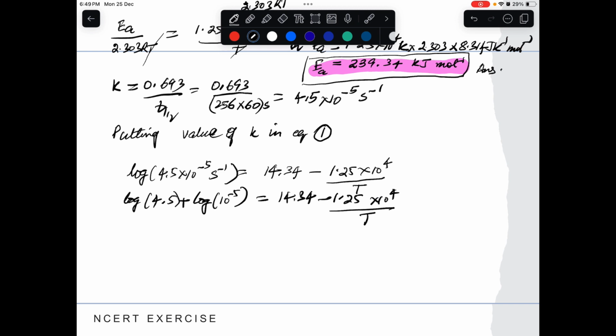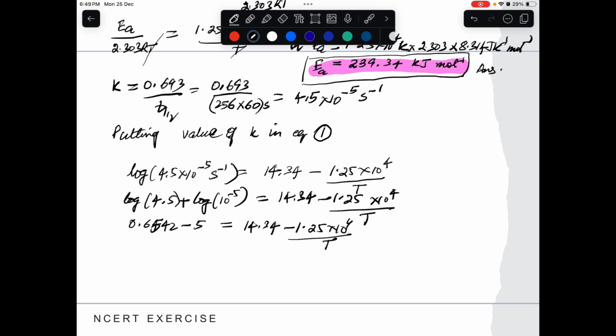Log of 10 raised to the power minus 5 will be minus 5, because log to the base 10 of 10 is 1. So we will be getting the value as 0.654 minus 5, which is equal to minus 5 from the second term. We are getting the same value on the right, that is 14.34 minus 1.25 into 10 raised to the power 4 divided by T.